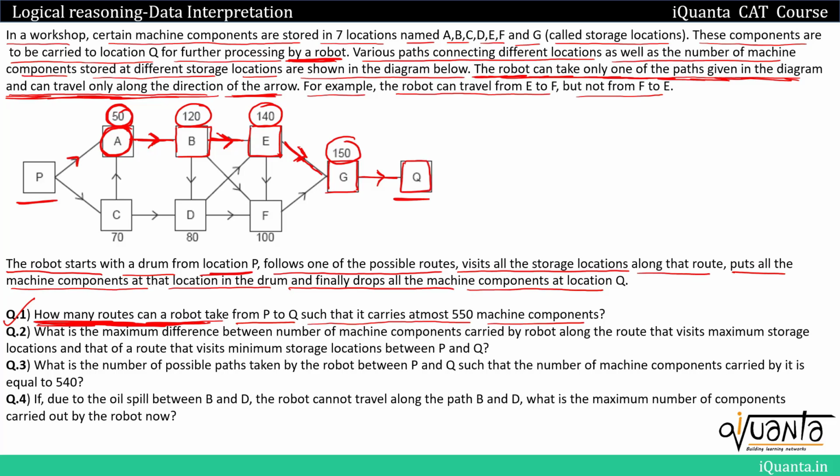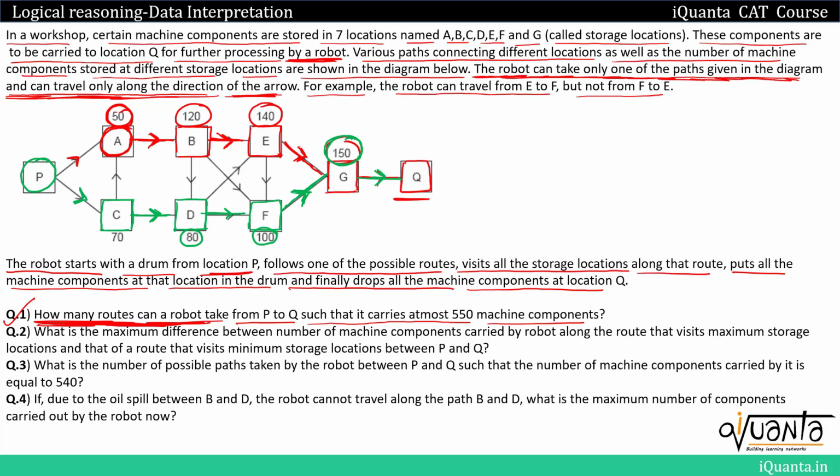He could have also started from P, then he could have gone to C, he could have picked up all the components at C into his drum, then he would have moved forward along this direction, then he would have reached D, put all these 80 components into his drum, move forward, reach F, put all these 100 components into his drum, then reach G from this path and put these 150 components into his drum, and finally reach Q. So like this, we have to take care of all the possible routes that the robot can take for going from P to Q. So let us form a table with all the possible paths, and we'll also try to find out the number of components taken along each path.